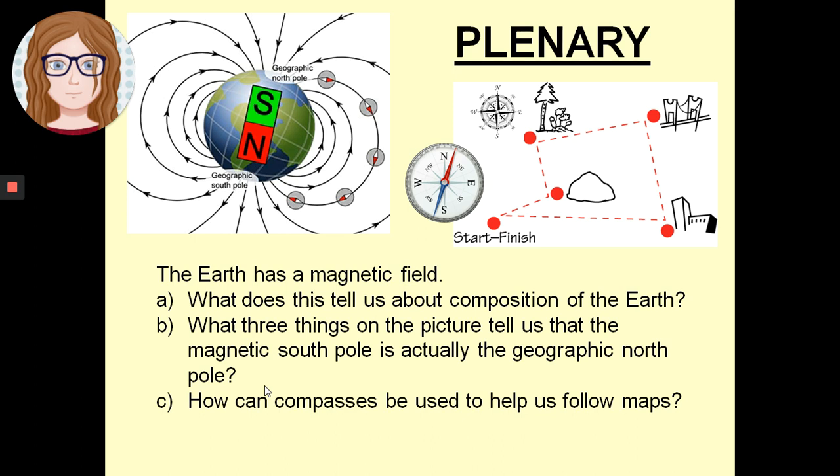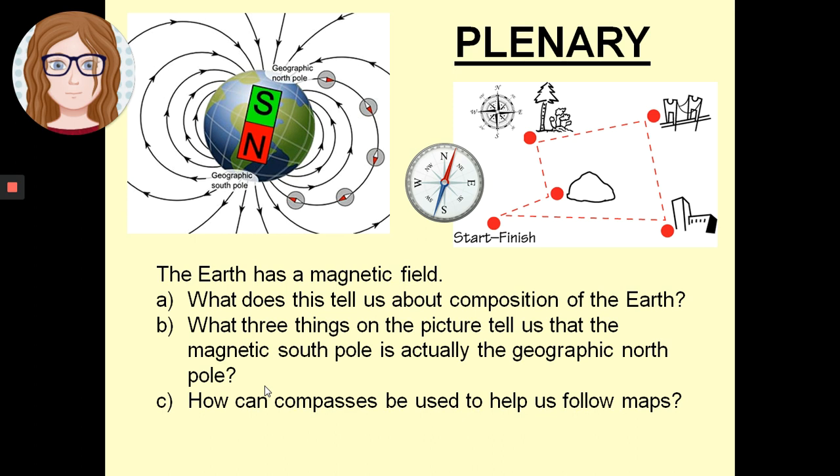Okay, you back? Excellent. So for question A then, the composition of the Earth. If it's got a magnetic field, it must be made of a magnetic material. Iron is a magnetic material, and the Earth's core at the centre of the Earth is actually molten iron. That's why the Earth has a magnetic field.